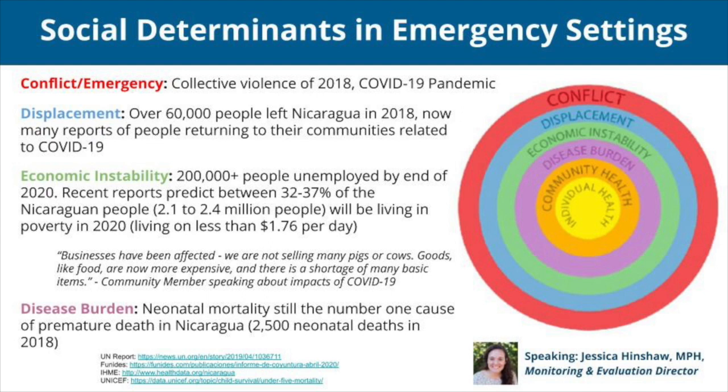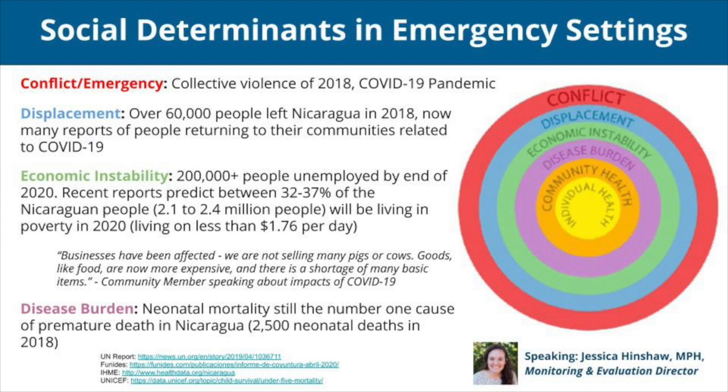So this situation that happened in 2018 is really merging with the COVID-19 pandemic and just kind of coalescing together and creating a really horrible and sad conflict and emergency setting in Nicaragua. So related to the conflict in 2018, the collective violence in 2018, over 60,000 people left Nicaragua, and most of them went to live and work in Costa Rica, one of the neighboring countries of Nicaragua.